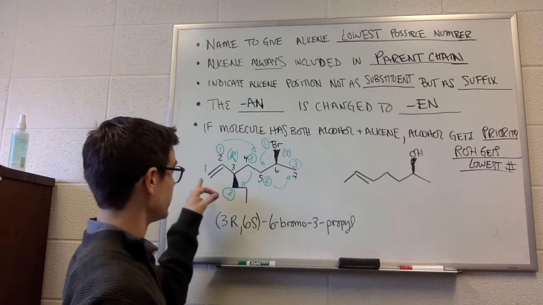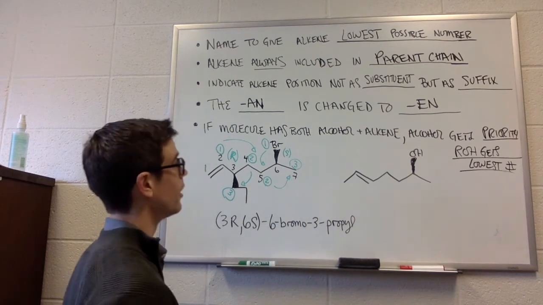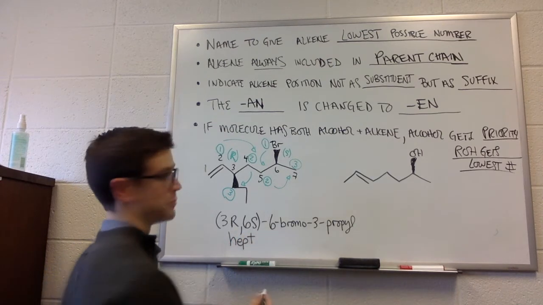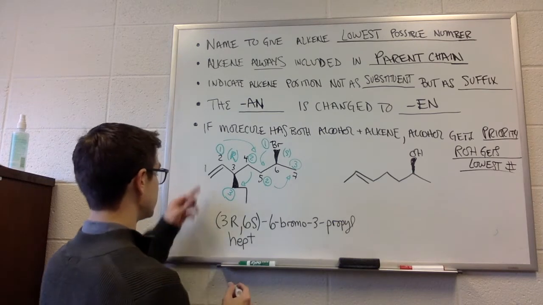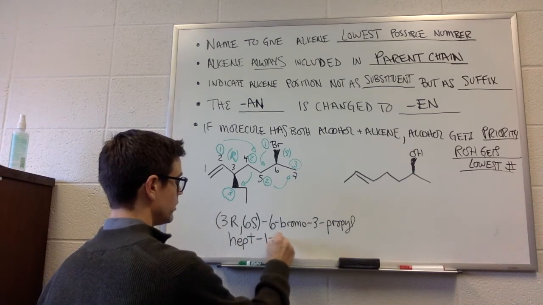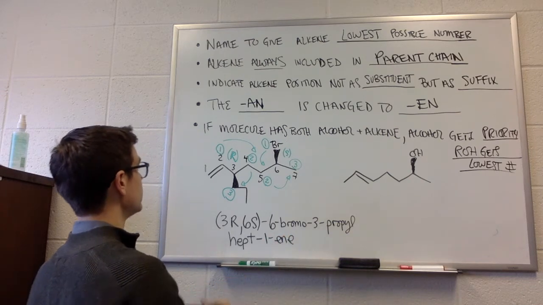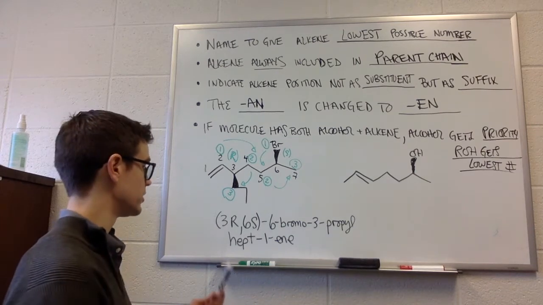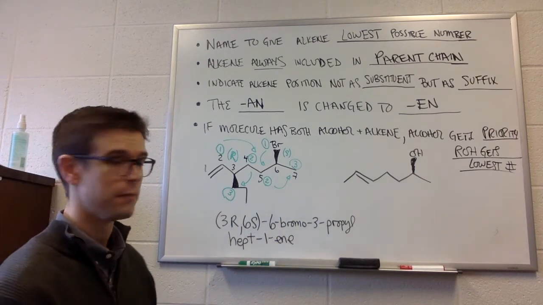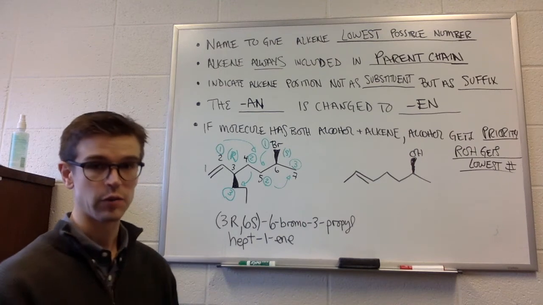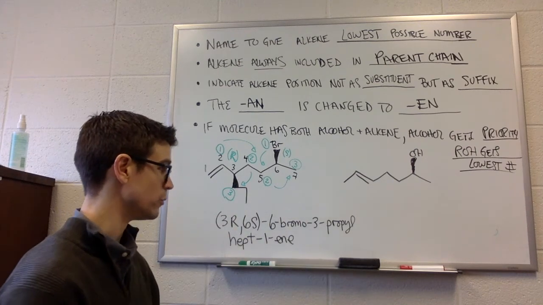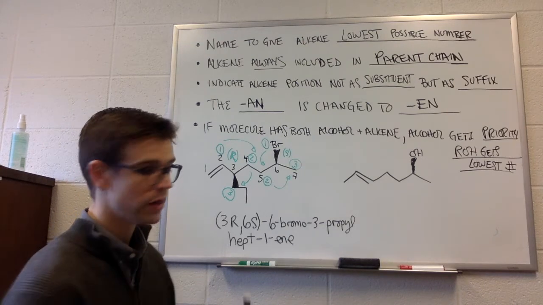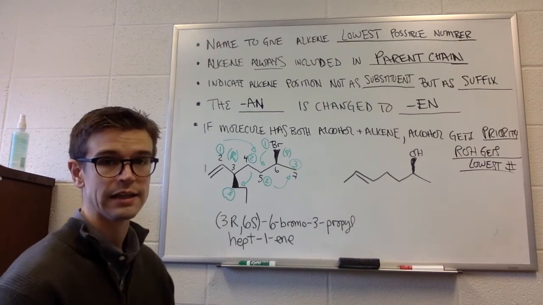So now we have to go to the parent chain, 7 carbons long, that's hept. And then we have to specify where the alkene is. The alkene is in the 1 position, so hept, 1-ene. So technically, the alkene is between the 1 and 2 position, but we actually just say the first of the 2 positions that it's on, and then the person reading it would know that it's between positions 1 and 2. So this one would be 3R, 6S, 6-bromo, 3-propyl, hept, 1-ene.